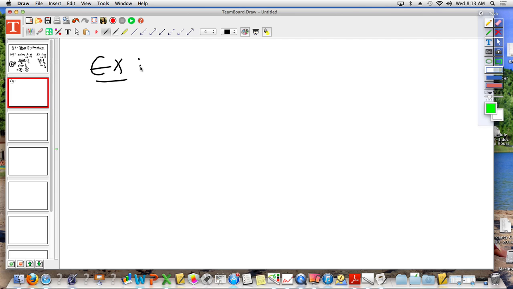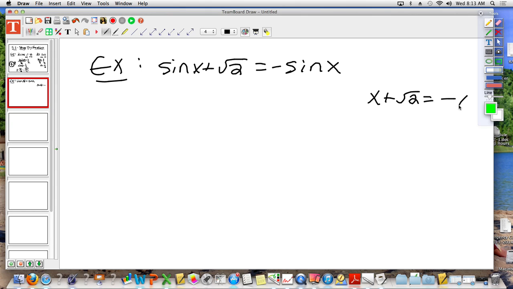The sine of x plus the square root of 2 is equal to the negative sine of x. We have to figure out what x is. So that would be like this, you've got x plus the square root of 2 equals negative x. What would you do first to figure out what x is?